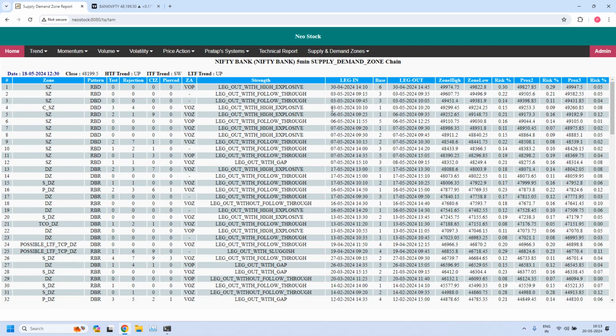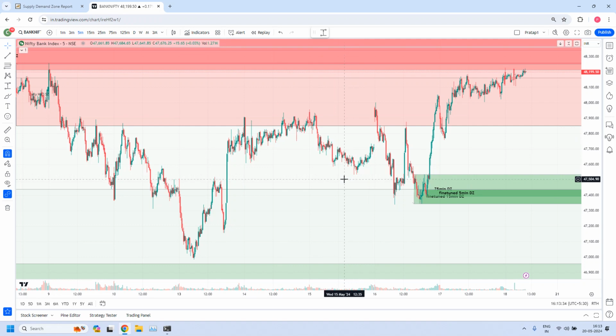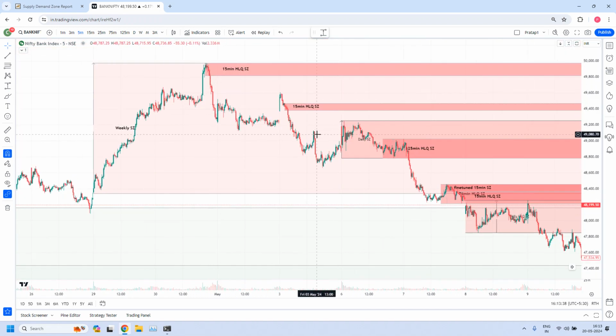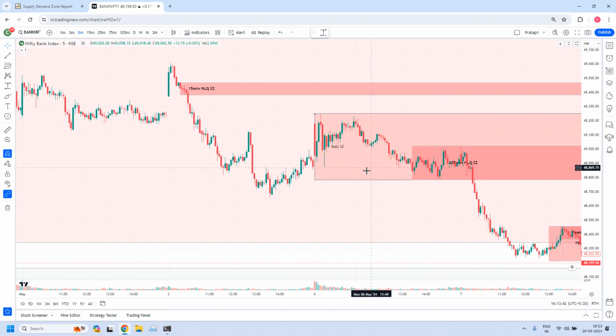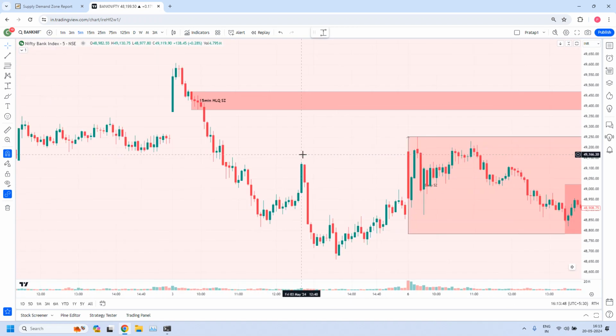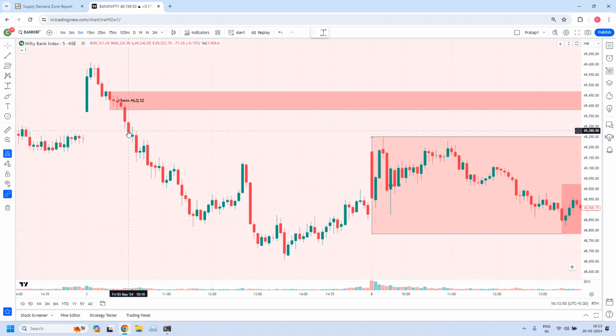When it was created on 3rd May, 10 o'clock 10 minutes, one base candle. 3rd May, 10 o'clock 10. Where is 3rd May? Here. So this is the one. 3rd May, 10 o'clock 10. We have a drop, base, drop.